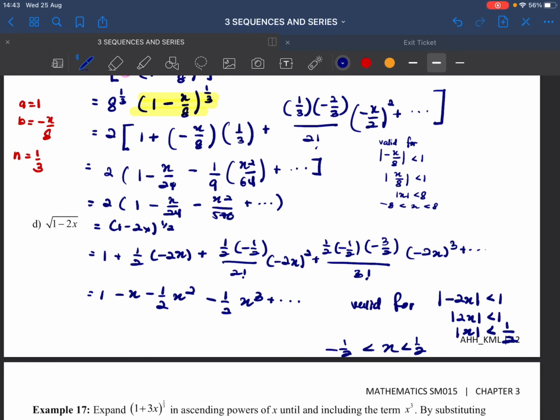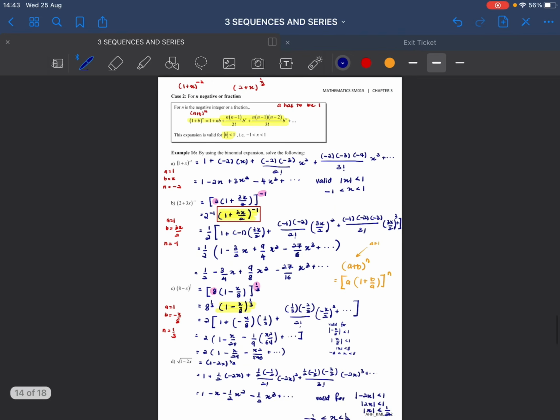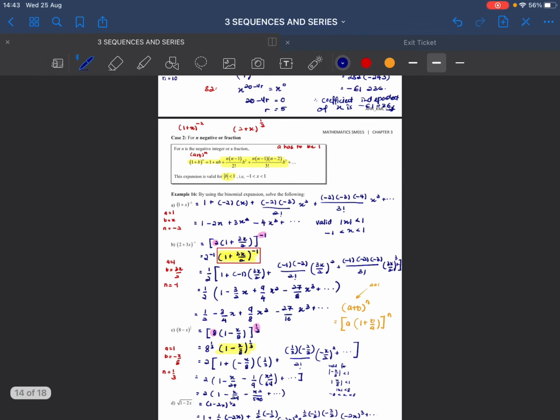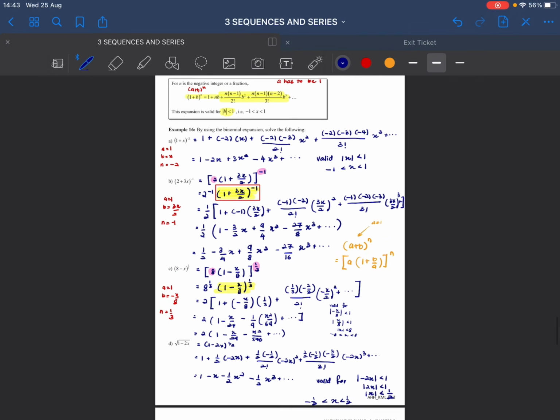So that is how we find our validity and how we expand our binomial expansion when our n is fraction or negative. Okay? So now I hope that you are very clear on how to expand both n positive and n negative or fraction. Okay? Dua formula, kita ada dua formula. Kalau n positive, what formula that we use? Kalau n negative or fraction, what formula that we use? Okay, so make sure now you have in your mind that how to expand a binomial expansion.